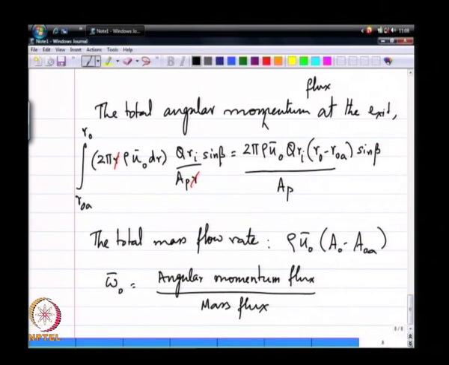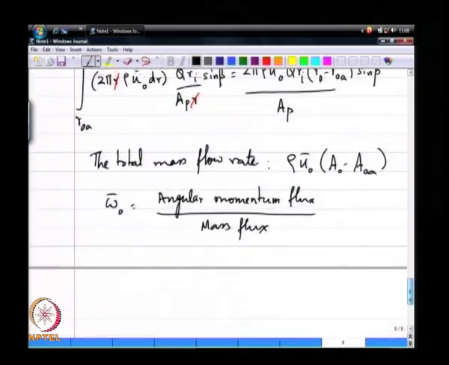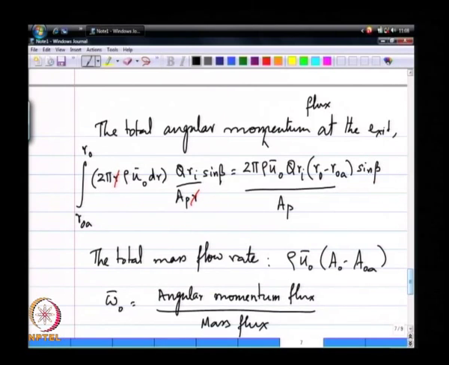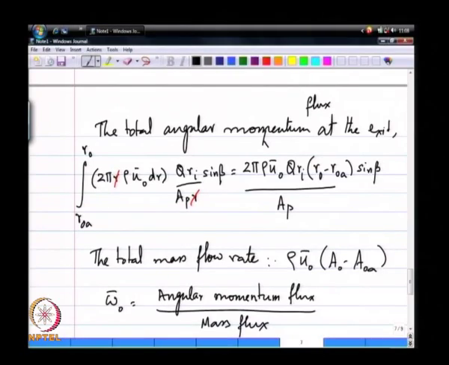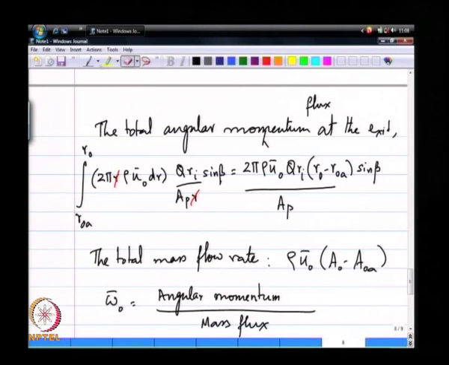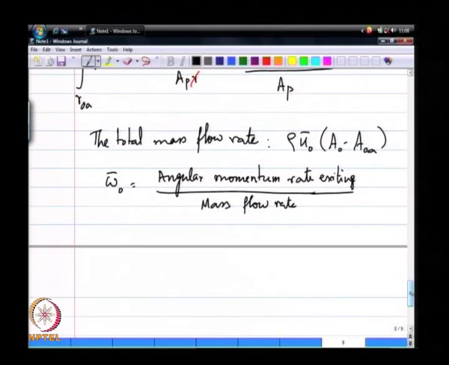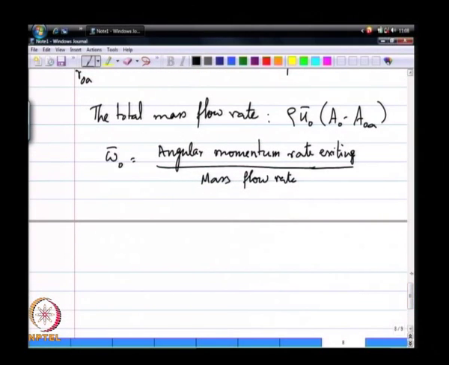The angular momentum flux, see the word, I am not being very careful here, flux is actually a word used to indicate per unit area. Okay. So, this is actually the total angular momentum flow, it is actually total angular momentum rate. And so, if I take the angular momentum rate exiting the nozzle and take the mass flow rate exiting the nozzle, this ratio is essentially what the average swirl velocity would be.